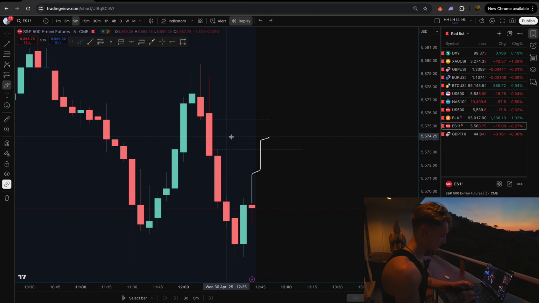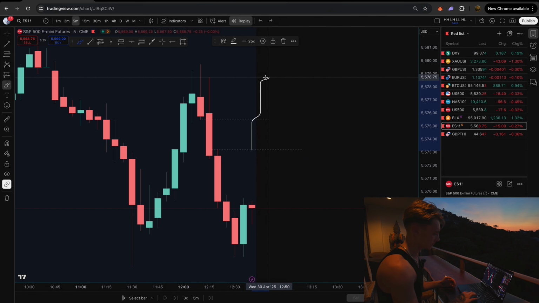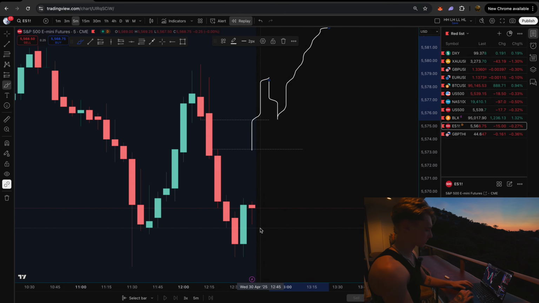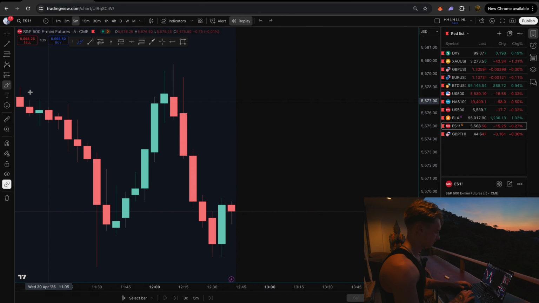If price breaks this fair value gap, we then call it an inverse fair value gap, and you can use it in the opposite direction. Price will come up, break with a full body closure, and then come back down to retest and then move off, creating higher highs. Now, let's go through that again.